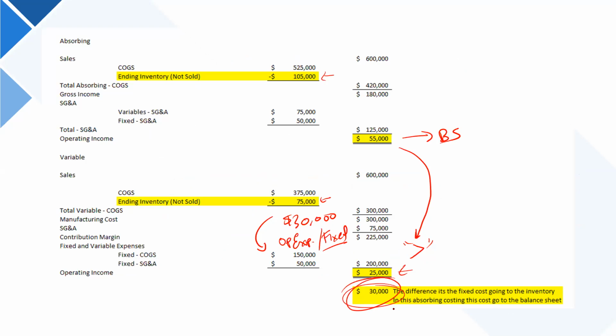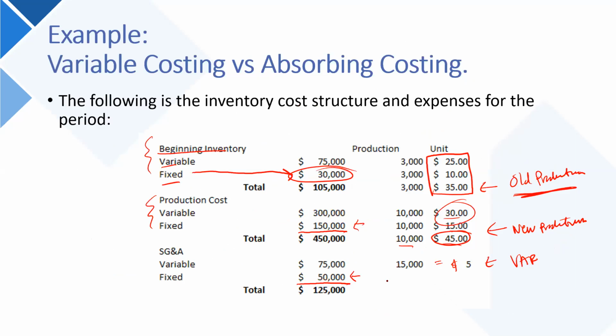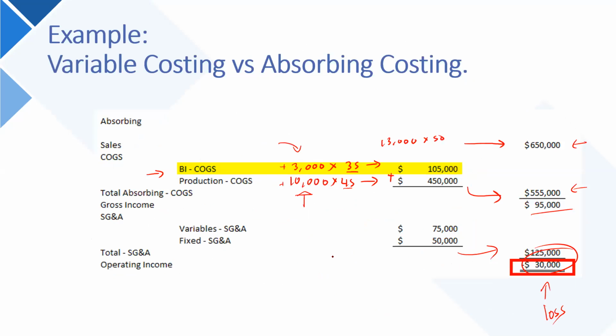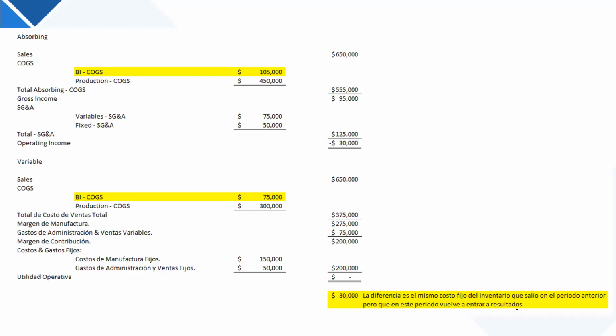I have already put those 30,000 inside my variable profit and loss. So in the next period, I don't take them into consideration because I already have them. I only need to take the current production fixed cost. And the difference is 30,000. The difference is the same fixed cost from the previous one.